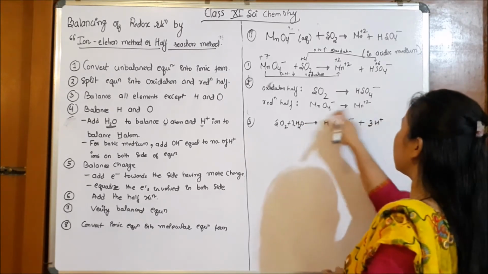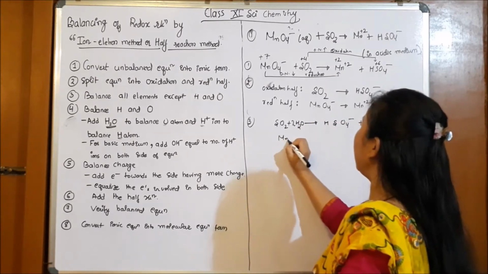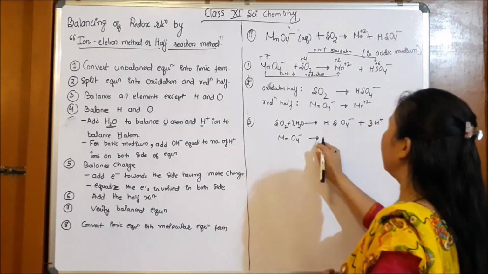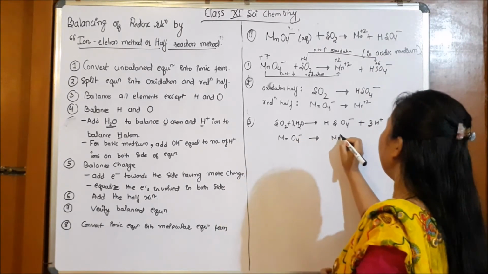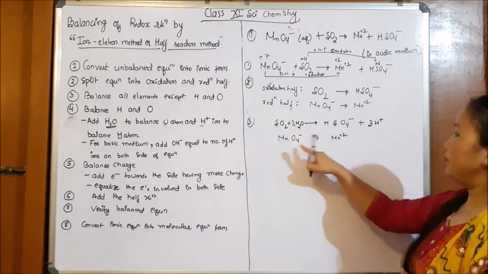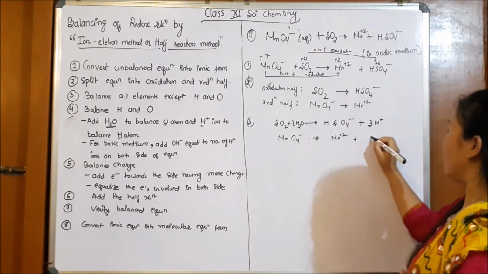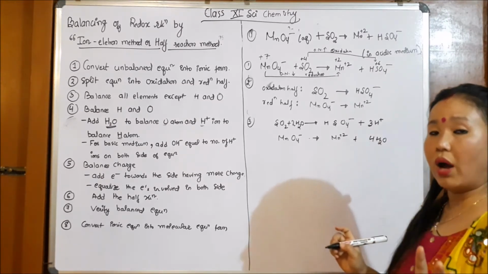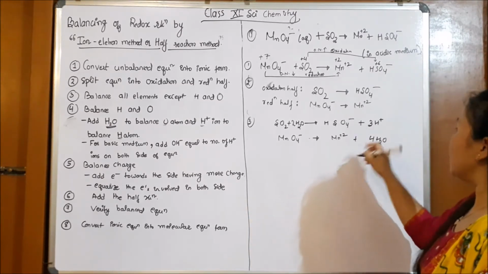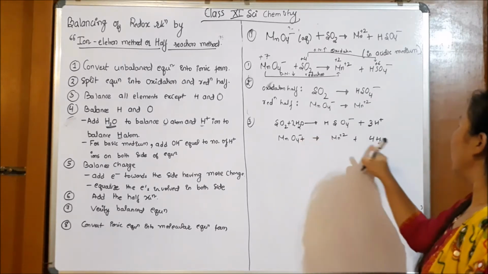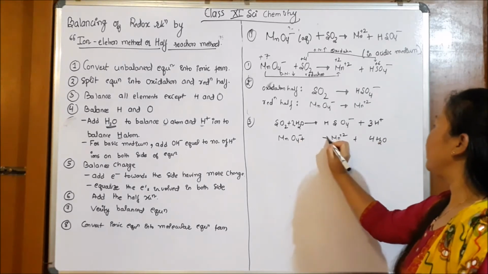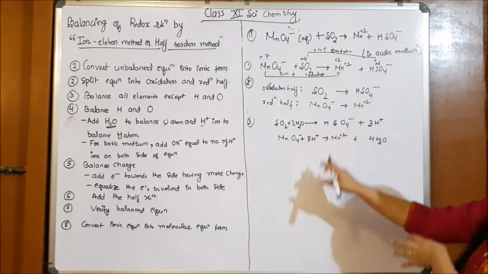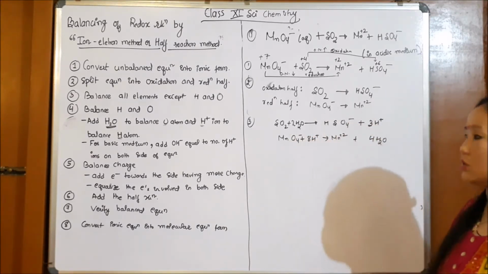Now next line. MnO4 minus goes to Mn plus 2. How many oxygen here? 4. So you need 4 oxygen, right? That means you need to add 4 water because 1 water gives 1 oxygen. So how many hydrogen here? 8, right? So 8 H plus ions. So now you balanced your hydrogen and oxygen in both the equations.